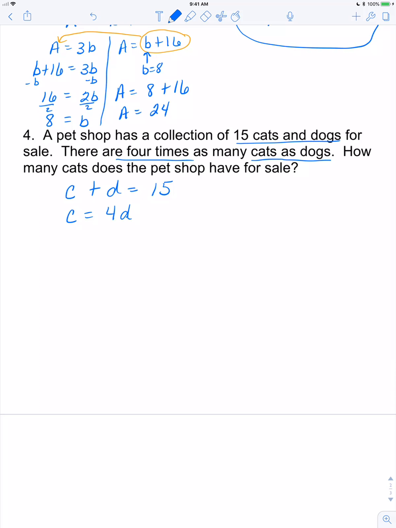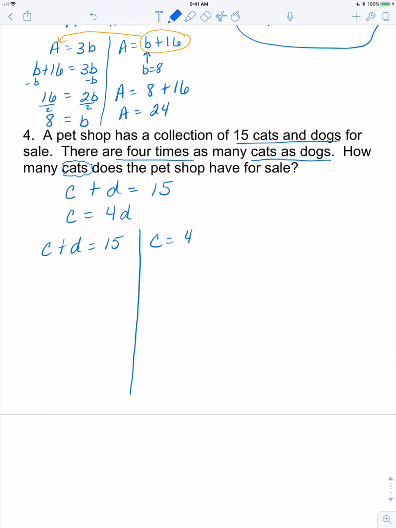Again, this is another easy substitution. In this case, we only want to know the cats, but I'm going to go ahead and just solve for both. That's just one thing to be sure to watch if you are solving for these. Make sure you go back and read the question so that you know which answer they're wanting. If they're only wanting one, fill that in for the C.